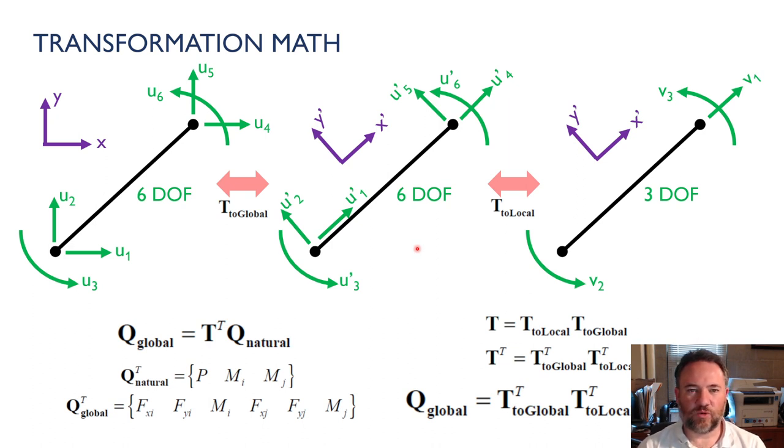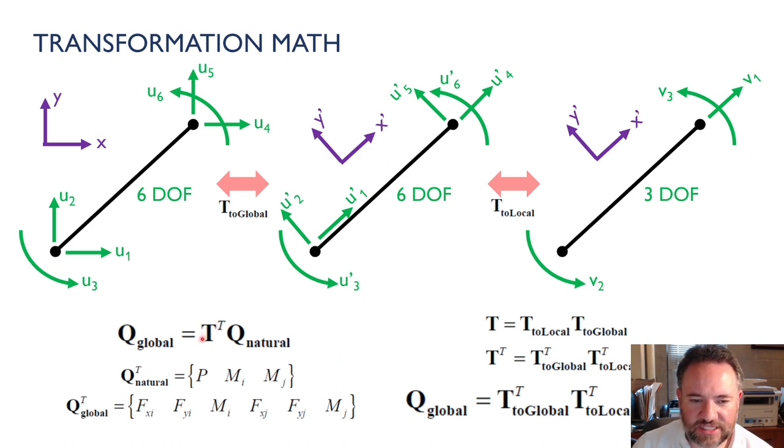So what does the math for transformation in general look like? I can transform loads. I want to transform global loads to natural loads. That means I have a transformation matrix T, and in this case I guess it's a 3x6 matrix, and it's going to transform all six of these. Well, in this case, I'm transforming from natural to global. So it's going to transform these three into six global deformations.